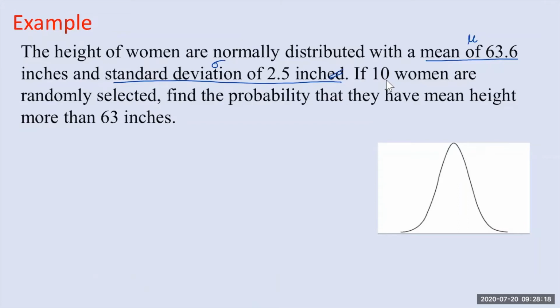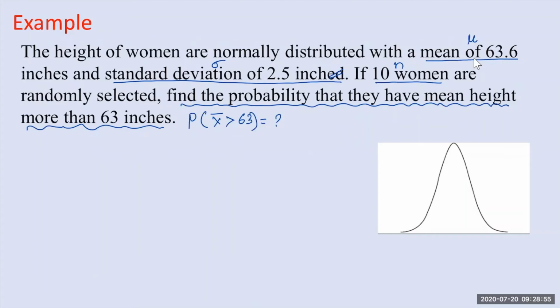Then, if 10 women are randomly selected, that is your sample size, we have to find the probability. Here is our question. Find the probability that they have the mean height more than 63 inches. So we have to find the probability that their mean, x bar, is greater than 63. That's your question. So let's write the information that we have.